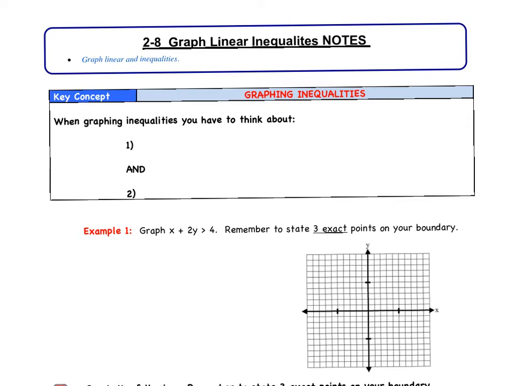Welcome to the last video of Chapter 2. Section 8 covers graphing linear inequalities. So anytime you are graphing linear inequalities, there's two things that you need to consider, and we're going to write these in the box. You need to decide if we have a solid or a dashed boundary. And you need to remember to shade.